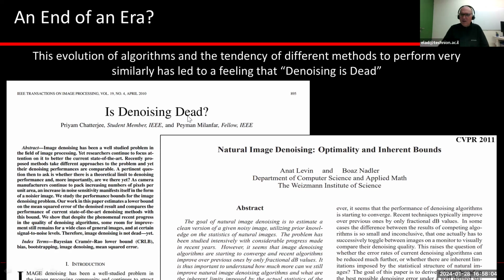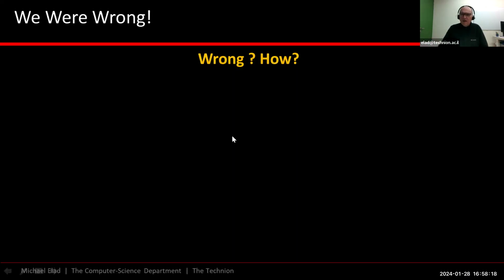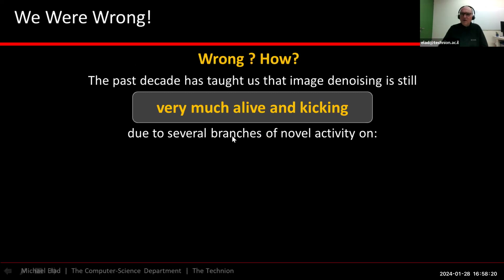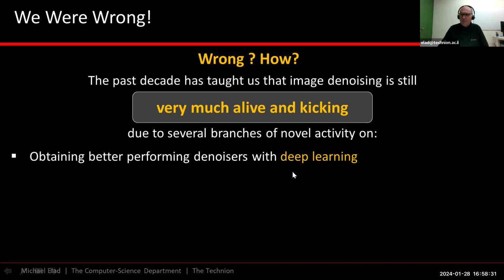And still, for the practitioners like me, the feeling was the field is dead. Why? Because whatever we tried to do, we kept getting to the same performance and we couldn't break the barrier. We were wrong. We were utterly wrong. And you know why. The field today is very much alive and kicking, and you saw the graph. The number of papers published recently on denoising supersedes everything that happened before. Why? Because of the deep learning revolution. The deep learning revolution brought new ways of designing denoisers and better denoisers, ones that perform so much better than the previous ones. But it's way more than that.